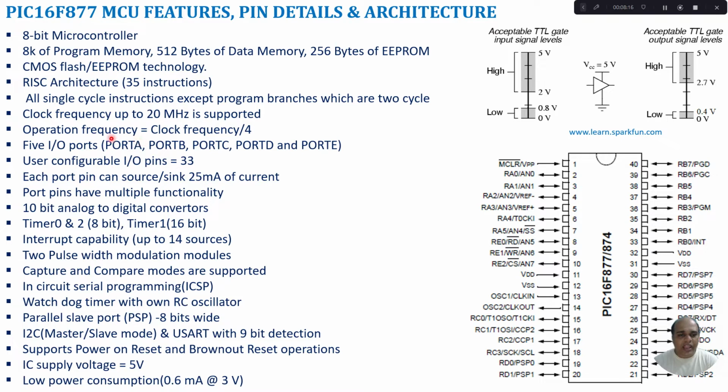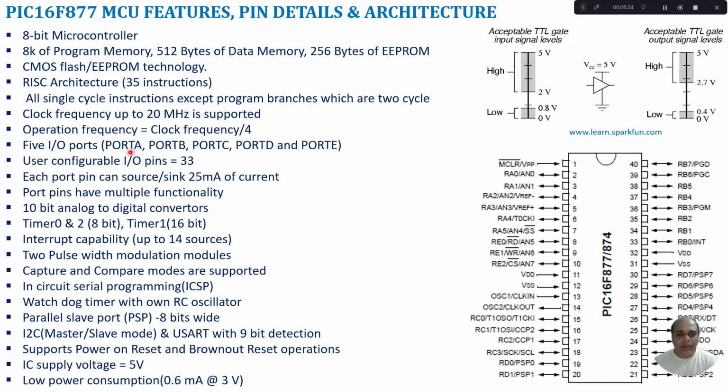In port A, I have 6 pins, RA0 to RA5. In port B, I have 8 pins, RB0 to RB7. In port C, 8 pins, RC0 to RC7. In port D, again 8 pins, RD0 to RD7. In port E, we have 3 pins, RE0 to RE2. So in port A, 6 pins, port B 8, port C 8, port D 8 and port E 3 pins. Altogether we have 33 I/O pins which are configurable.